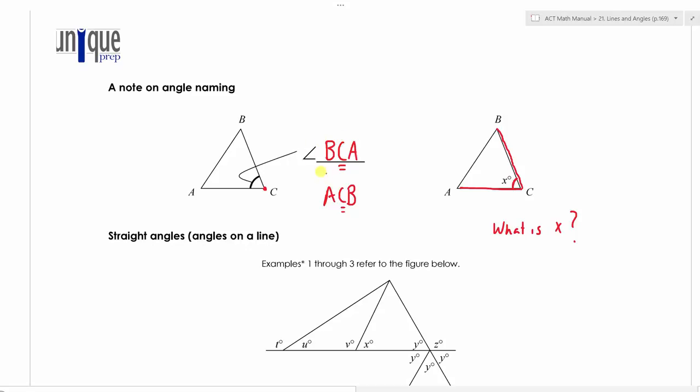So sometimes students get confused as to what angle BCA actually represents. You are going from B to C to A, B to C to A, which means, again, you are capturing this angle in here, which, like I said, over here is just labeled X degrees.